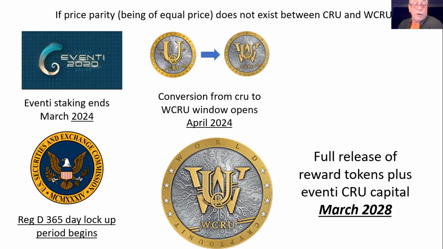If we are still under Regulation D rulings, which is probable, that means they will go into a 365-day lockup, which means that the full release of reward tokens plus your Eventi CRU capital is not going to happen until March 2028.